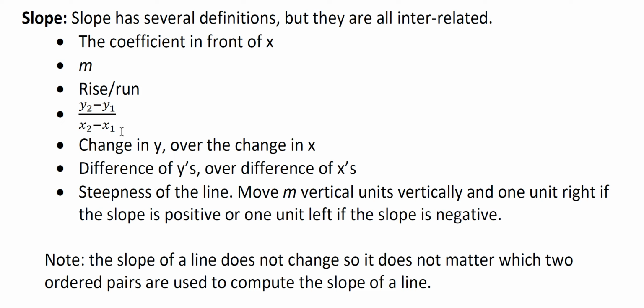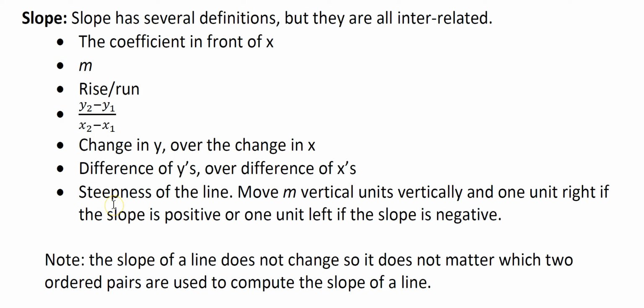But in reality, this formula emphasizes mostly that the x and y values that are stacked on top of each other in this formula come from the same ordered pair, and the y sub 1s come from the same ordered pair. The ordered pairs themselves, it doesn't matter what order they are in. Okay, that formula is also sometimes known as the change in y over the change in x. In science, it can be considered that. It's also known as the difference of y's over the difference of x's.